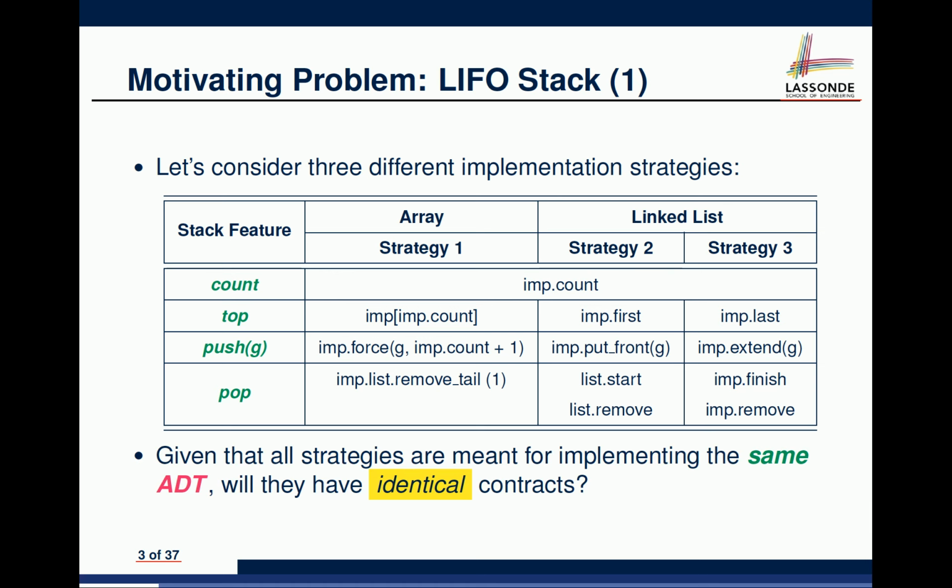So now here's my question to you. Given that we've got the same type, a stack we want to implement, with 3 different strategies, imagine that you're going to write a complete postcondition for each one of them. Are they going to have the same contracts? Specifically, the postcondition.